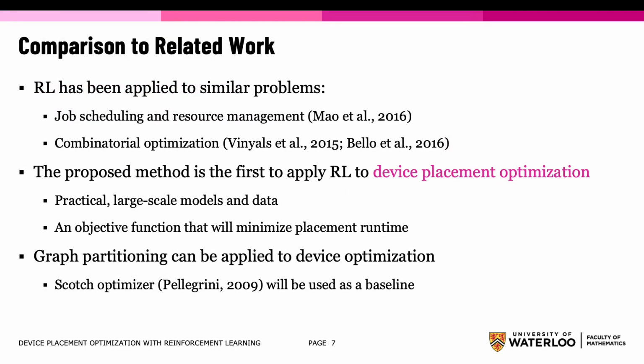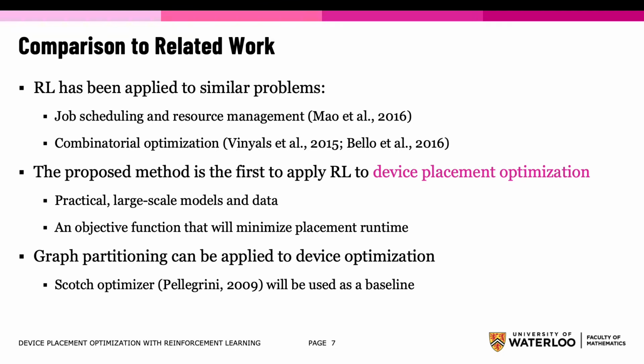Now, before we get into more detail of the proposed model, let's discuss some related works. Reinforcement learning has been applied to similar problems in the past, such as job scheduling and resource management, or combinatorial optimization in several works. But as far as I can tell, the proposed model is the first to apply reinforcement learning to device placement optimization.